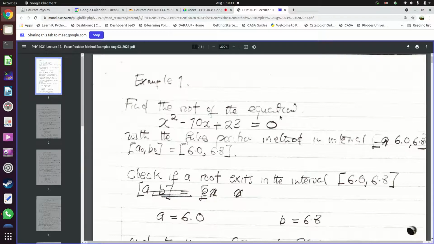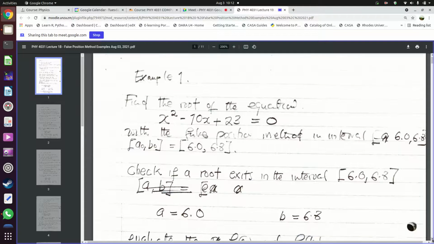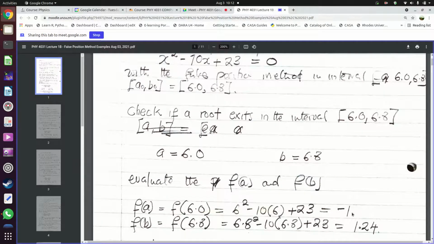Like in this case, we don't have a plot because I was doing things with pencil. There is no plot for us to see that there is actually a solution in this bracket. So you need to check to see if there is actually a solution. Your first task is to check if a root exists in the bracket 6.0 and 6.8.